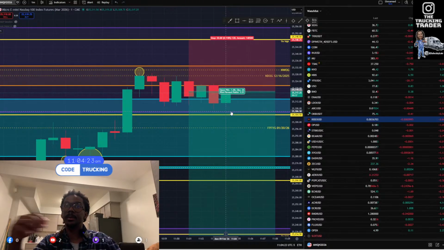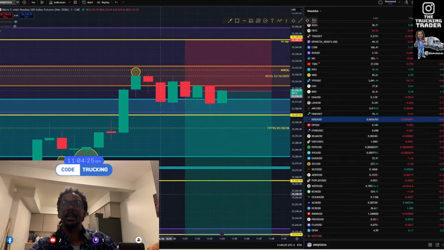All right, so we was in profits right there for a split second. Then it came back up to our entry. So we're just at break even right now on this trade.